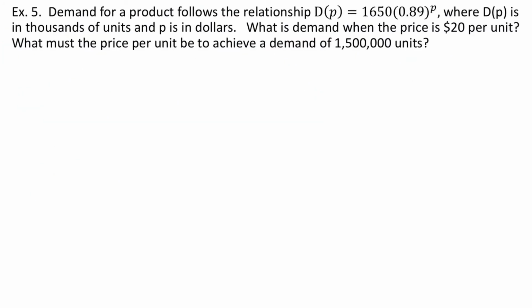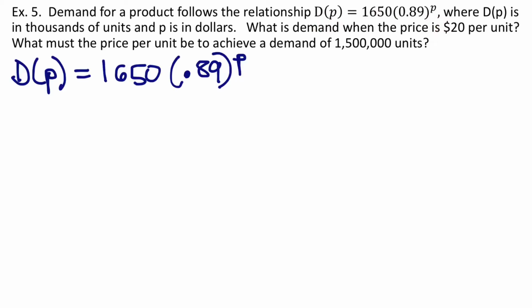So example 5 says, demand for a product follows the relationship D of P is equal to 1650 times 0.89 raised to the P power, where D of P is in thousands of units and P is in dollars. So we're asked, what is the demand when the price is $20 per unit? And the other question we're asked is, what must the price per unit be to achieve a demand of 1,500,000 units? So the first thing that's different about this scenario is that you're asked to follow this certain law here. So this is your mathematical model.